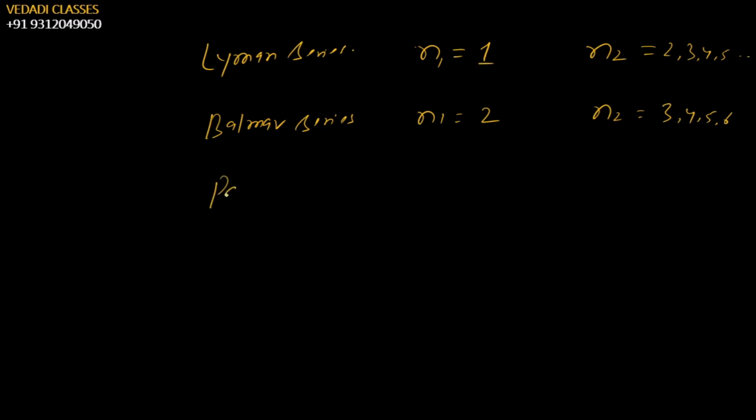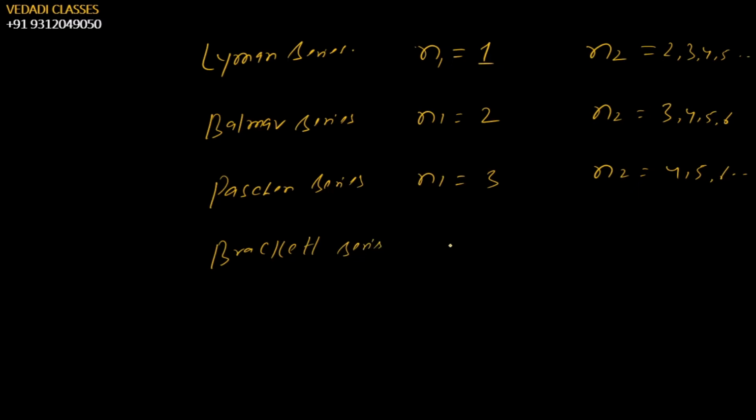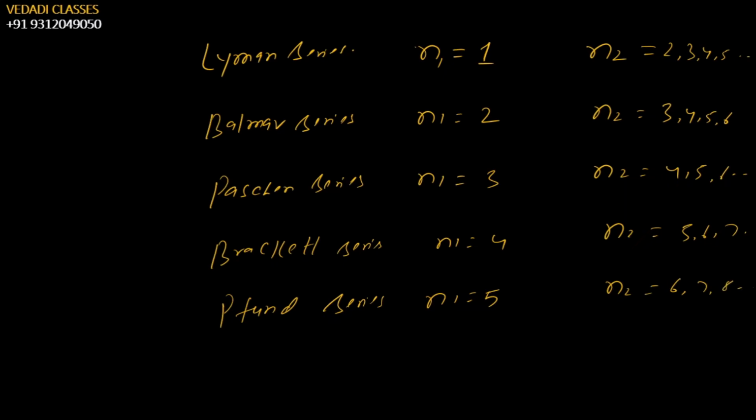In a similar manner, we have the Paschen series, where n1 is equal to 3 and n2 is equal to 4, 5, 6. For the Brackett series, n1 will be 4 and n2 will be 5, 6, 7, just like this. For the Pfund series, n1 will be 5 and n2 may be 6, 7, 8, anything it may be. So this is about the hydrogen spectrum.